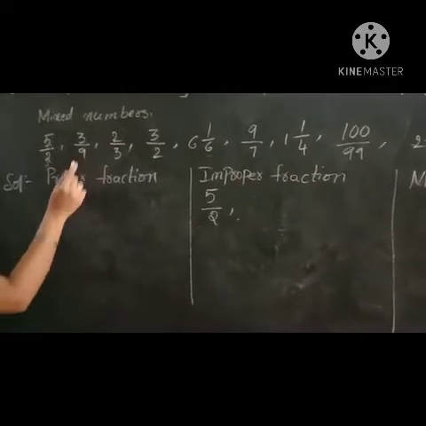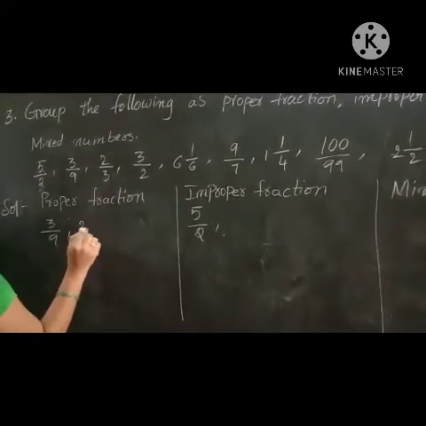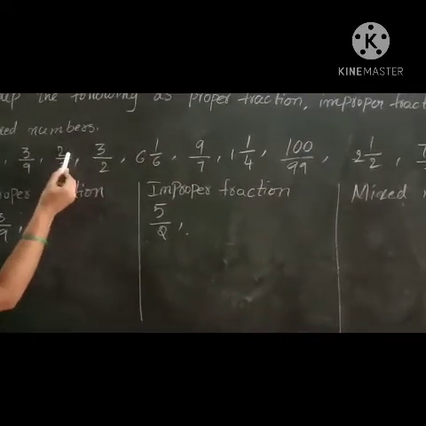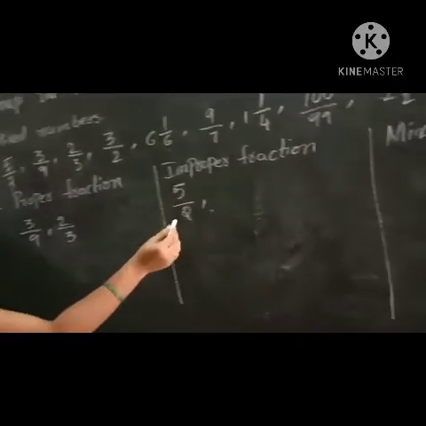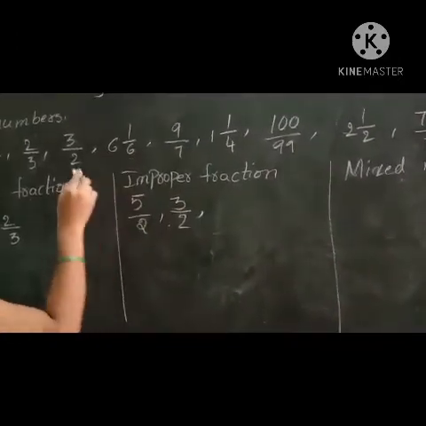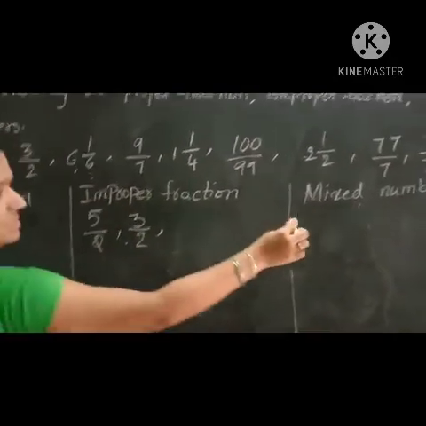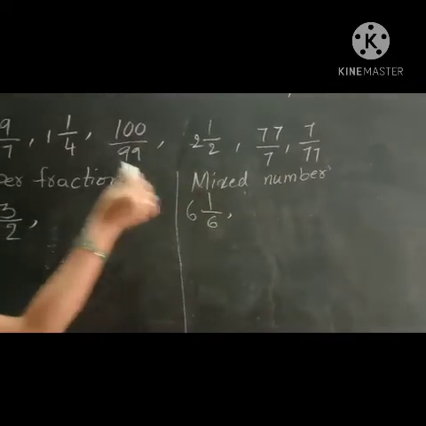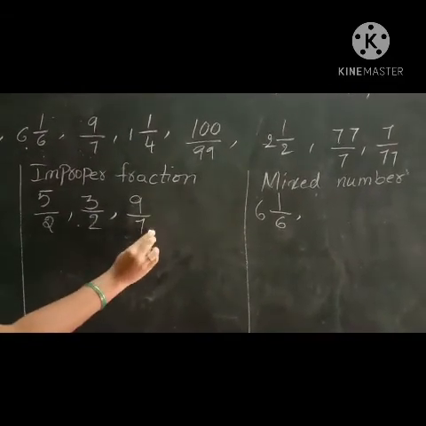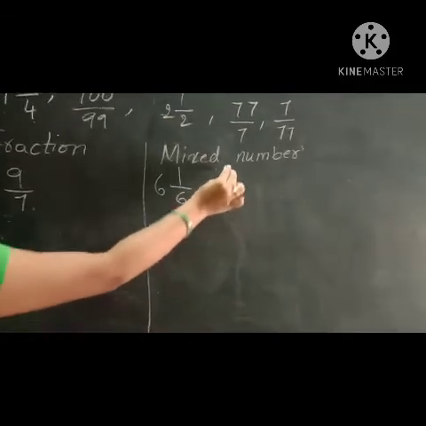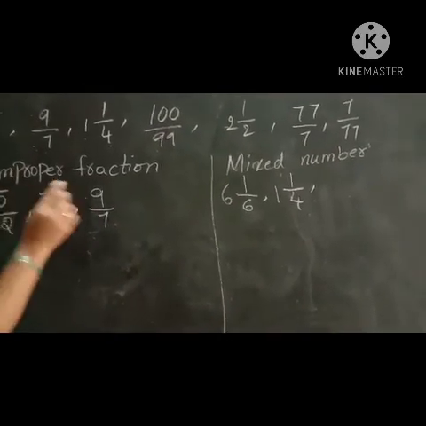And next, 3/9. 3/9 is a proper fraction. And next, 2/3. 2/3 is a proper fraction. Why? Because the numerator is the small number and the denominator is the big number. 3/2. 3/2 is which one? Yes, 3/2 is an improper fraction. And next, 6 1/6. 6 1/6 is a mixed number. Next, 9/7. 9/7 is an improper fraction. 1 1/4 is a mixed number. Next, 100/99. 100/99 is an improper fraction.